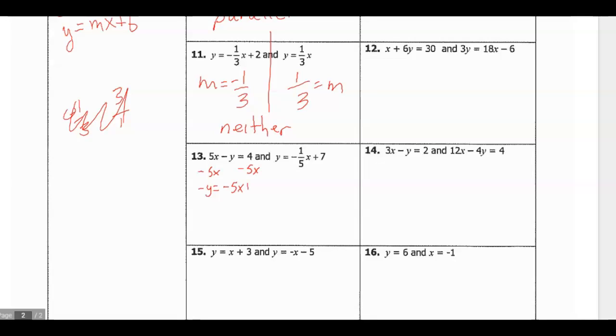So I just subtracted 5x. And now I divide everything by -1. So y equals 5x minus 4. So one of my slopes right here is really 5/1. This slope here is -1/5. Therefore, these two slopes are perpendicular.